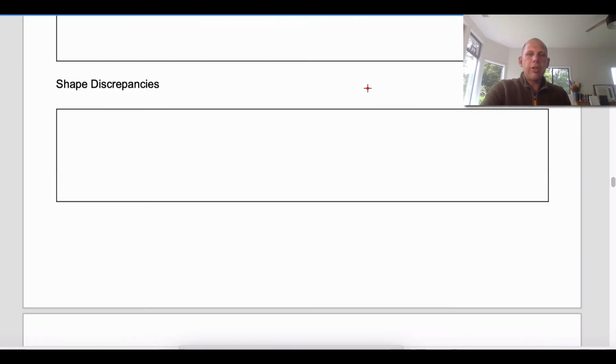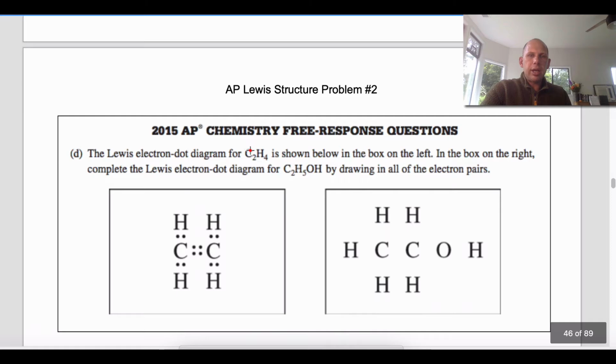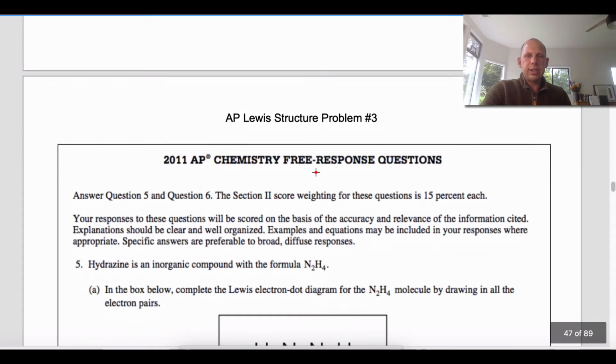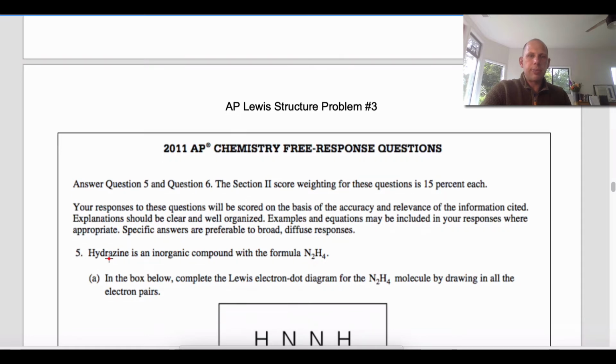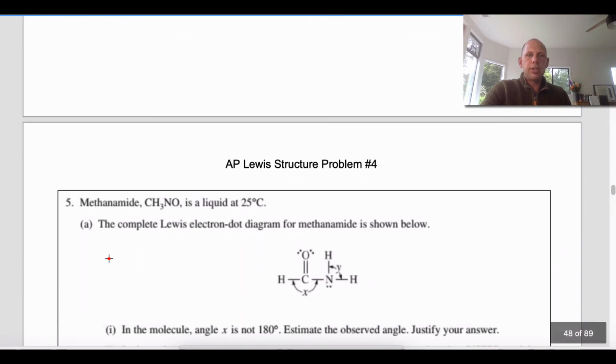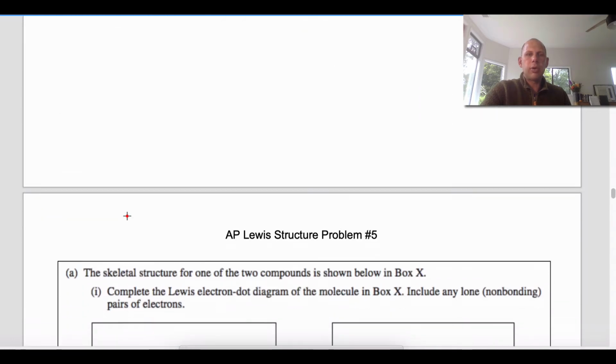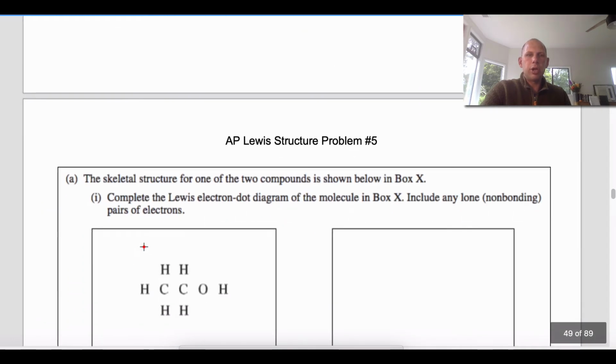In the other ones, they do not give you the name. They just give you the formula, C2H4, C2H5OH. And I believe that is the case for this one right here. Oh, they gave you the name, hydrazine. And sometimes, methylamide, they give you the name. So if they don't give you the name, you're going to use the formula.